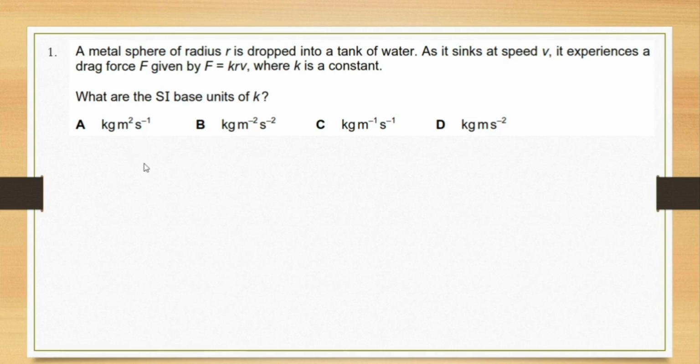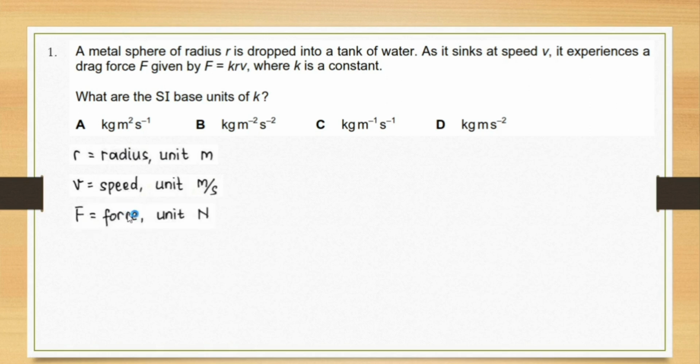Here r is radius, the base unit is meter. V is speed, the base unit is meter per second. F is force, the unit is Newton, and the base unit is kilogram meter per second squared. So if we want to find the SI base unit of K, we'll just have to change this equation into K equals F over RV.